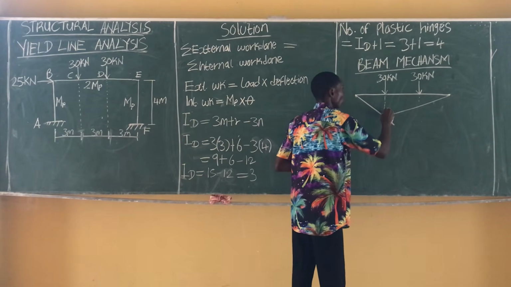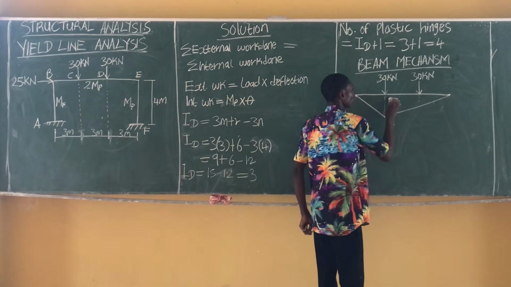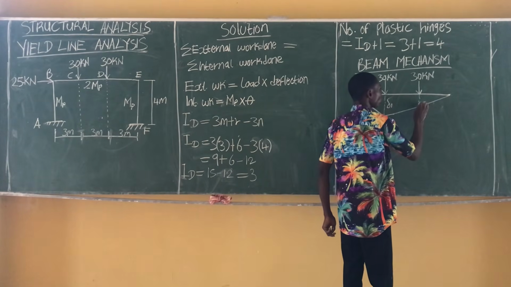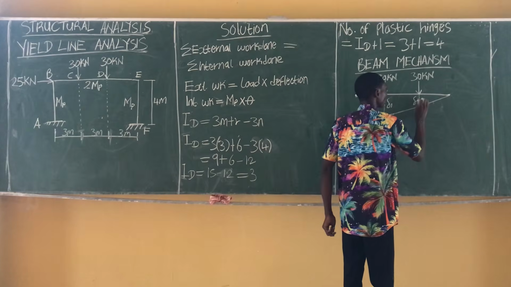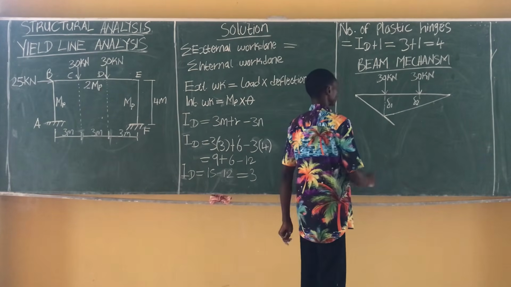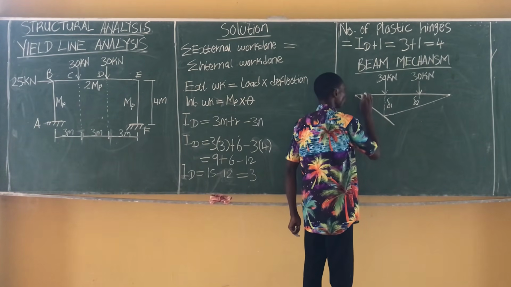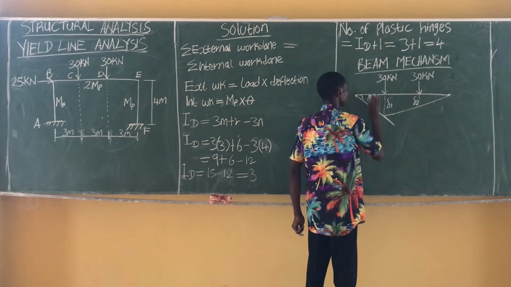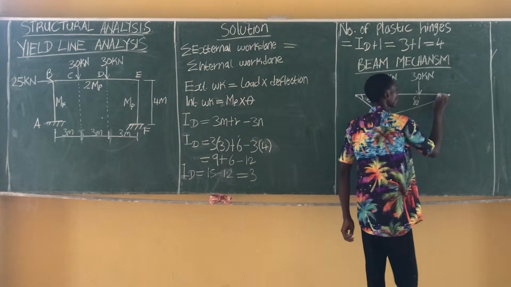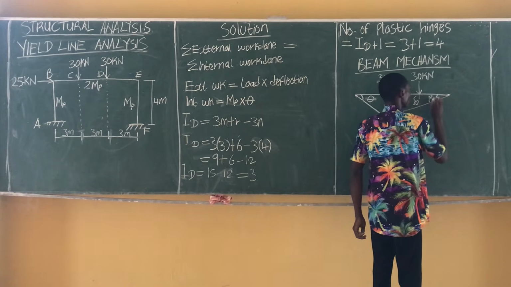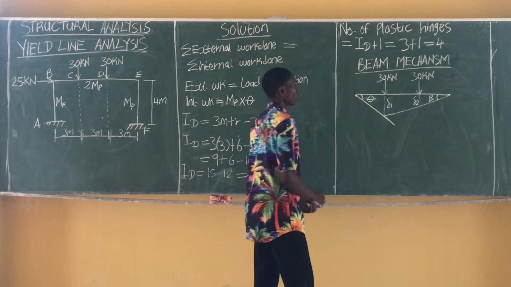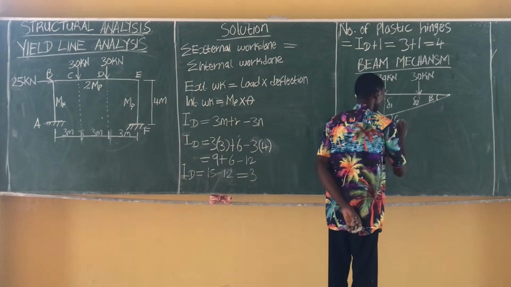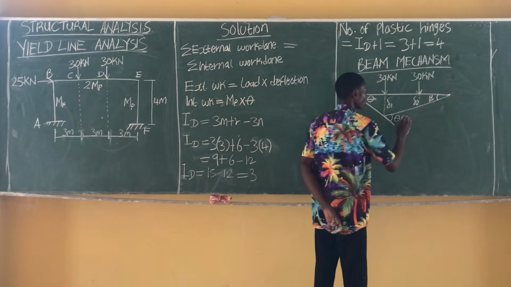Okay? We add this distance to this distance. Let's call it delta 1. This deflection, and let's call this deflection delta 2. Now, let's call this angle theta. And let's call this angle beta. All right. Now, hence, this is going to be the addition of these angles.